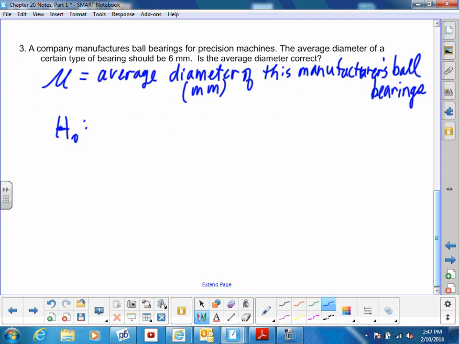That the average equals 6 millimeters. Good. Okay, the alternative, however, is going to be what? Does not equal. I don't know enough about what's going on to know if it's greater than, or it's way big or way small. I just know something's not working right. So I know that the average they're putting out is not equal to 6 millimeters. So I'm going to check both directions, way high and way low.